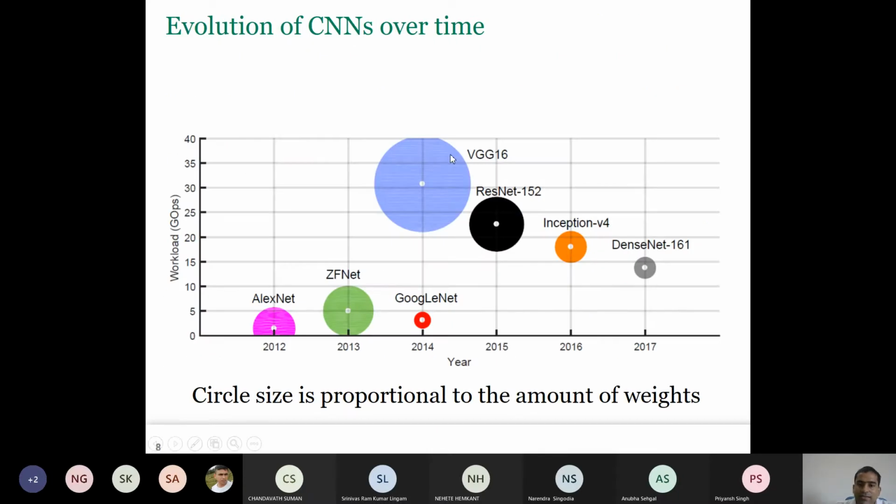And there are other networks which have even higher memory requirements. Here you can see VGG16. Workload, GOPS, means how much computation it needs. That is also high for VGG, and circuit size is proportional to the number of gates, so that is also high for VGG16. VGG16 requires a lot of computations and has a lot of parameters, whereas there are other networks which have fewer weights and fewer computations.